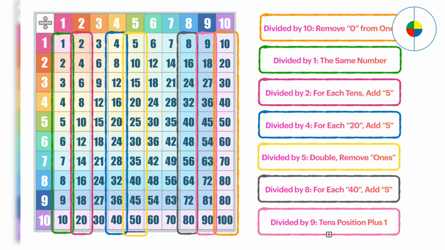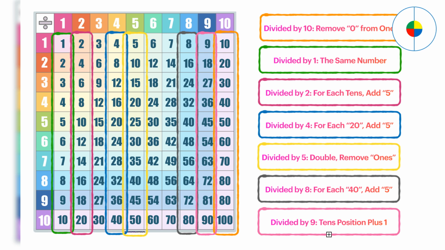Any number divided by 4, for each 20, you add 5. If the number is less than 20, divide by 2 twice. Any number divided by 5, double this number, then remove the ones position. Any number divided by 8, for each 40, you add 5. If the number is less than 40, divide by 4 then divide by 2.